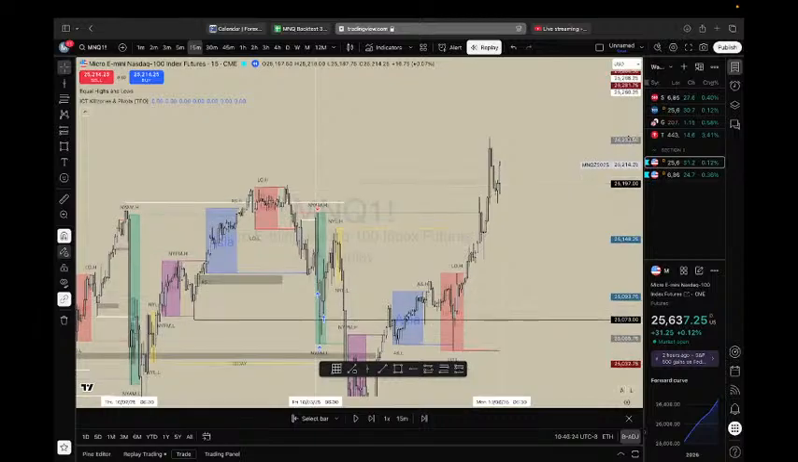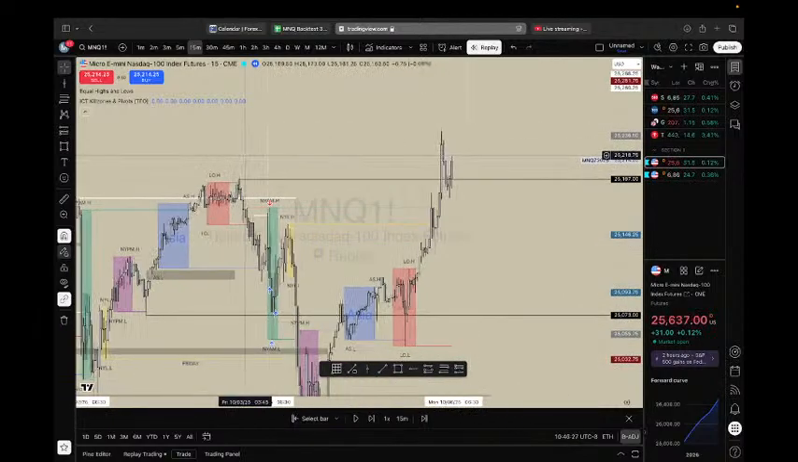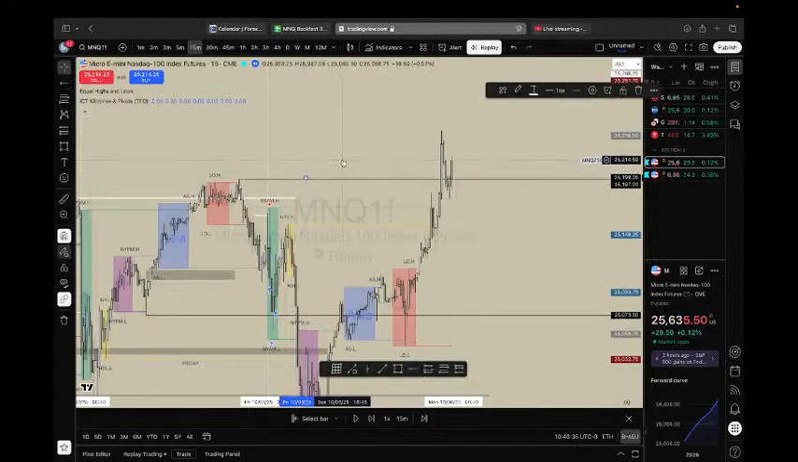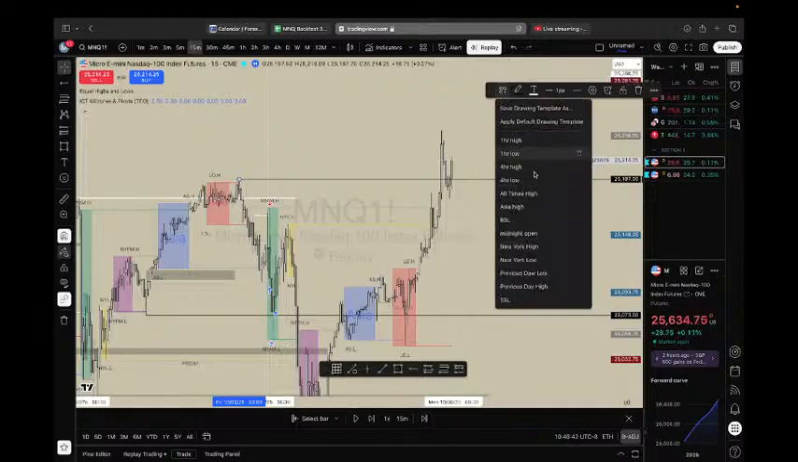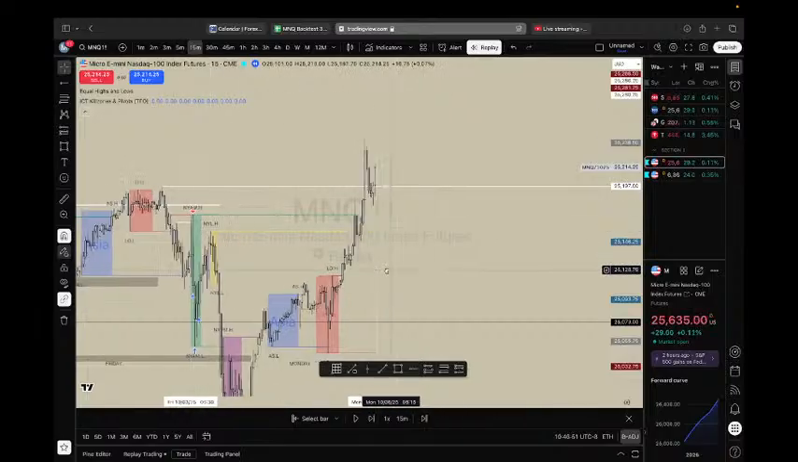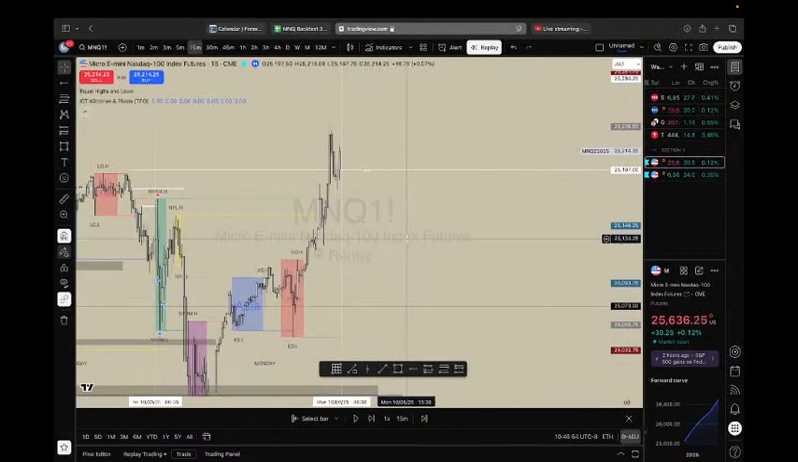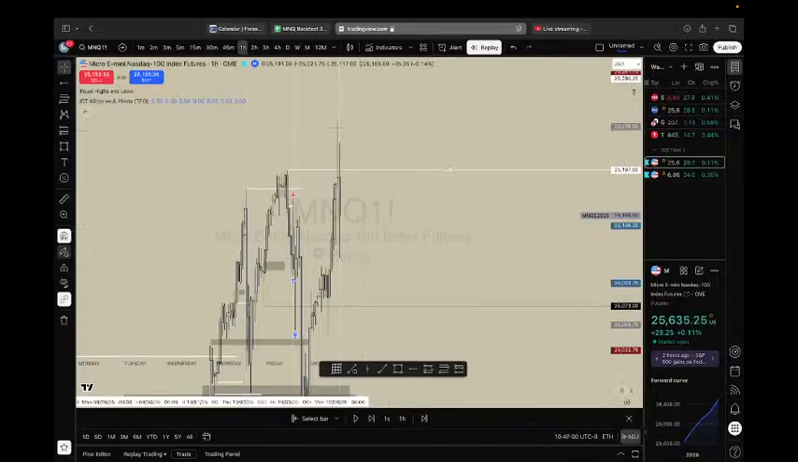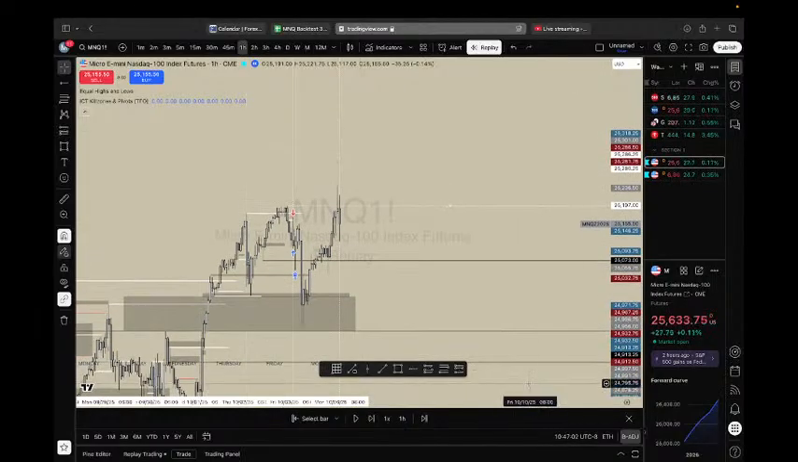Price just swept an all-time high right here. Price swept it. Fair value gap right there. That's a good entry, but that's pre-market. But we'll just see what we want to do. We have this low right here. We have these lows right here. I mean, what do you guys think? We're pretty bullish, right? We're looking pretty bullish. I mean, let's see.